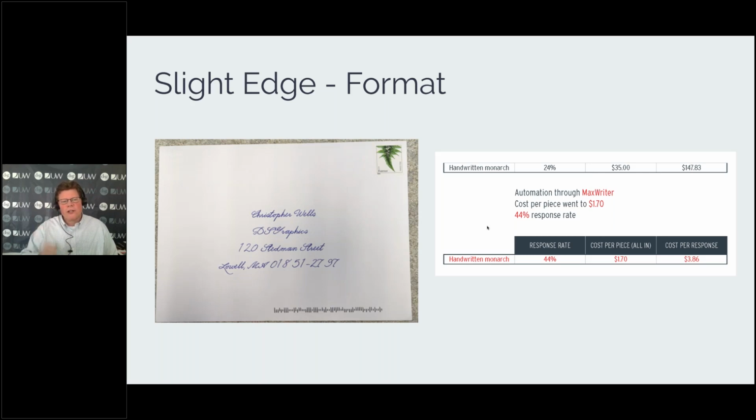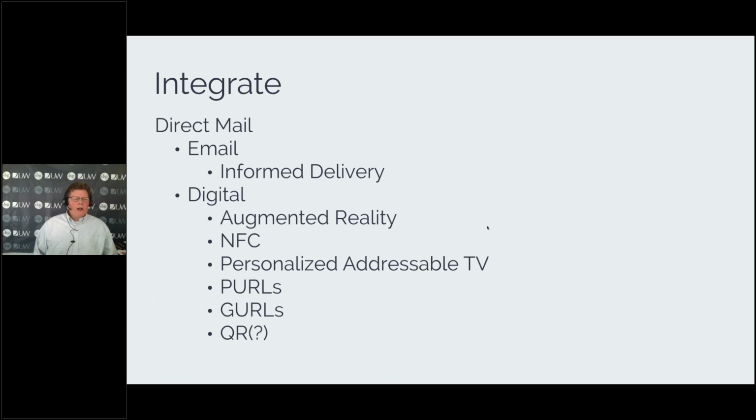Did that. Regular stamp cost per piece went from the $35 to $1.70. It was a 44% response rate. $3.86 per response. It's getting even better. How else? Integration, email, informed delivery.